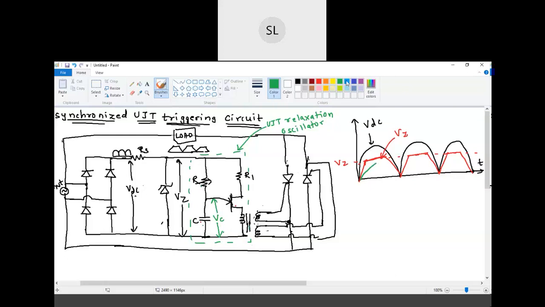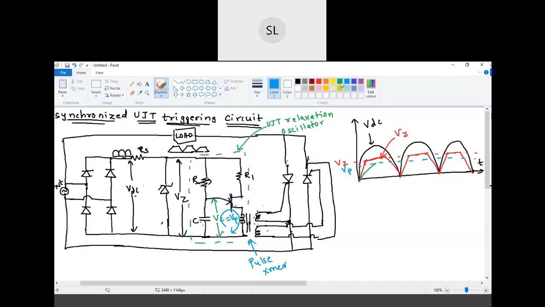Now, as soon as the voltage across this capacitor becomes equal to the peak point voltage, what will happen? This UJT will be turned on. So suppose that this is the peak point voltage level. As soon as the voltage across the capacitor becomes equal to the peak point voltage of this UJT, it will be turned on. Once this UJT is turned on, the capacitor will start discharging through the UJT as well as the primary of this pulse transformer. So this is nothing but what? This is a pulse transformer.